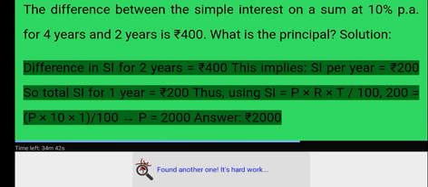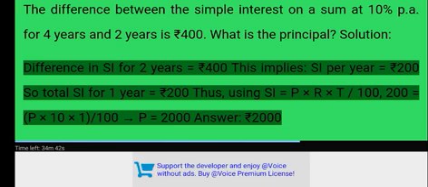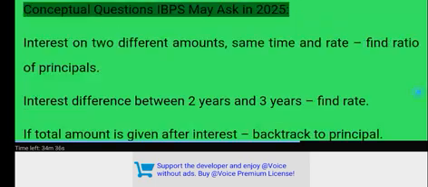Difference in SI for 2 years equals 400 rupees. This implies SI per year equals 200 rupees. The total SI for 1 year equals 200 rupees. Thus, using SI equals P times R times T divided by 100, 200 equals P times 10 times 1 divided by 100, so P equals 2,000. Answer, 2,000 rupees.